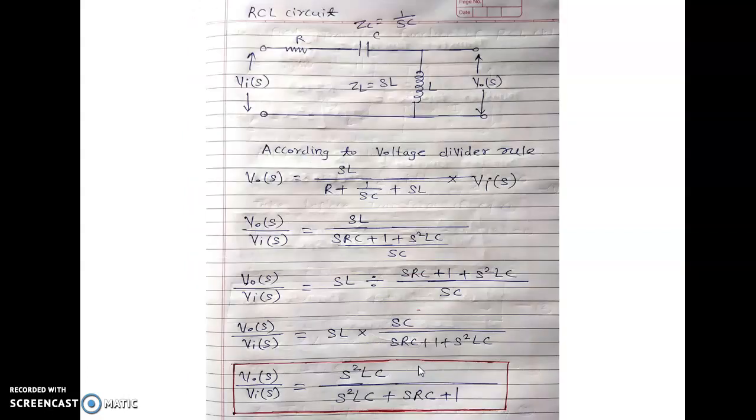We are verifying our result by using the voltage divider rule, that is ZL upon the total impedance of the circuit, ZR plus ZC plus ZL, into VIS. We are rearranging this equation because we have VOUT upon VIS, as we are finding the transfer function. After rearranging these equations, by making the denominator the same, changing the division to multiplication, and exchanging numerator to denominator and denominator to numerator, we get the answer S square LC upon S square LC plus SRC plus 1. This is indicating the transfer function of the RCL circuit.